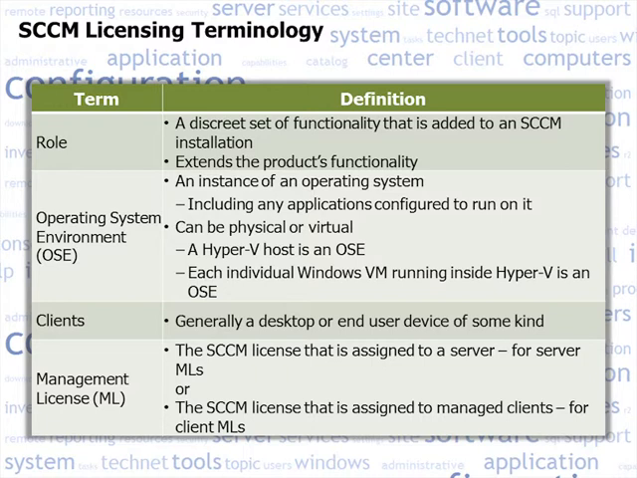A client, in the sense of Configuration Manager, is generally a desktop or an end-user device of some kind. A management license. There's a couple different management licenses that you need to think about with Configuration Manager. The first one is a server management license, and this is a Configuration Manager license that's assigned to a server. Or a Configuration Manager license that's assigned to a client is a client management license. And we're going to talk a little bit more about management licenses later in this lesson.